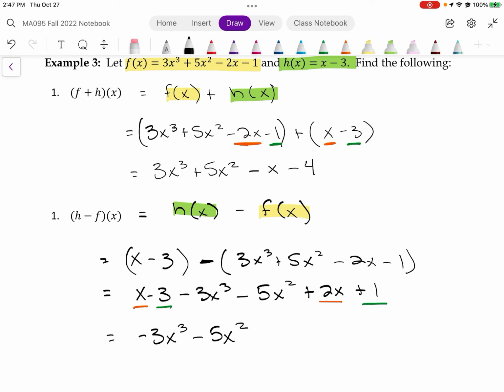Now I'm going to do the orange ones, which is the x term. x plus 2x is 3x. Minus 3 plus 1 is minus 2. That's the final answer in descending order, so it's in standard form.